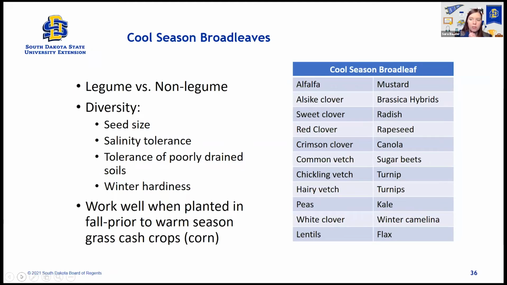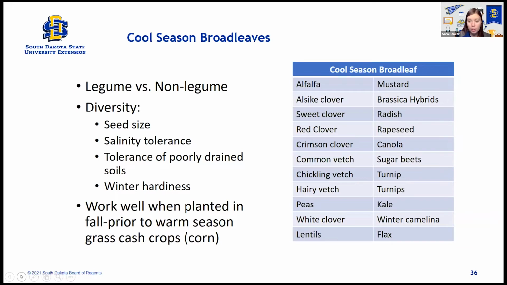Now, these are specifically the cool season broadleaves, but when we talk about legumes versus non-legumes, that's where things get kind of important when you're making selections. So if you want some nitrogen fixation and you want some legumes in your mix, you have to consider how long they're going to grow, because a lot of times if it's a cool season, especially, and we put it in at the end of the year, it's not going to get a lot of time to really fix nitrogen. But it just depends on when you're planting it and how well it does. So that's one thing to consider.